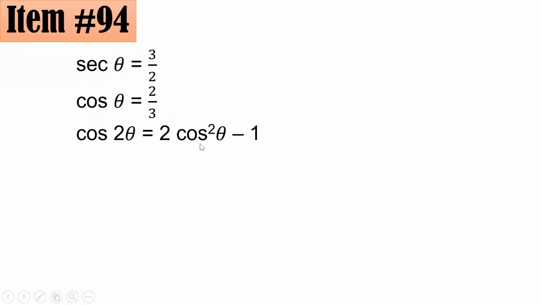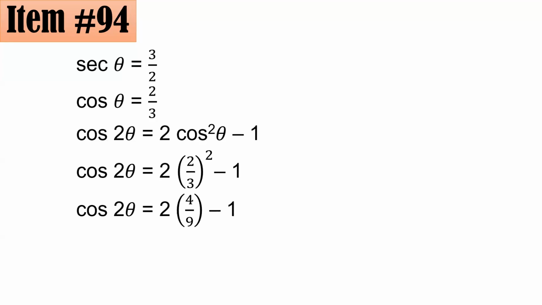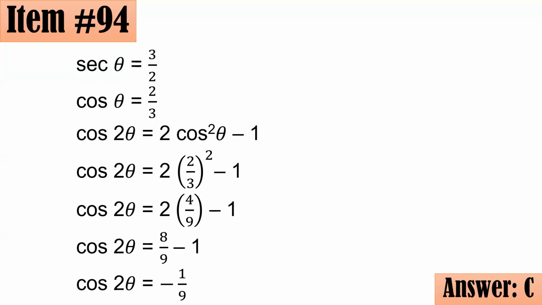So I'll replace the cosine theta with 2/3. Simplifying gives you 2 times the square of 2/3 minus 1. And using your calculators, it becomes 8/9 minus 1 or simply negative 1/9, letter C.